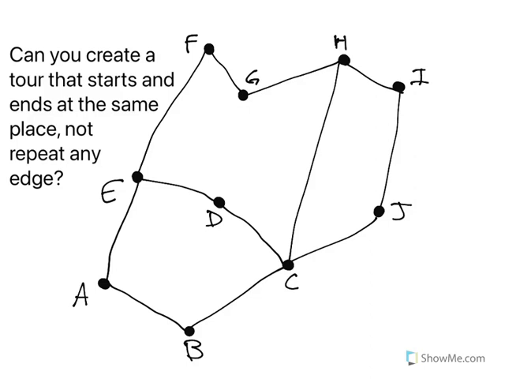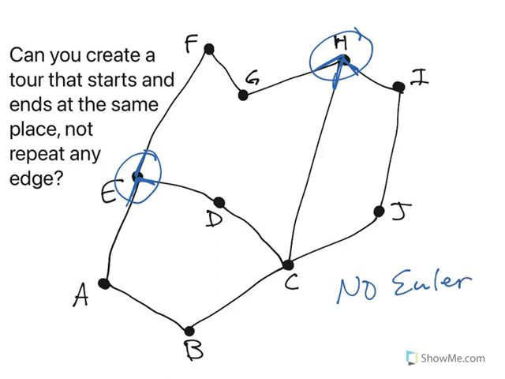So can the tour guide create a tour that starts and ends at the same place and not repeat any of the bridges? And in this case for the graph, the edges. Well, as we're looking at this graph, you will notice that vertex H has an odd degree, and vertex E has an odd degree. So we know this is not a Euler circuit, right? We have no Euler circuit because we have, in this case, two vertices that have an odd number.